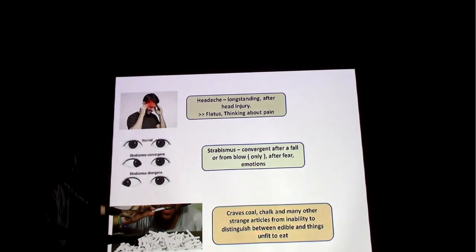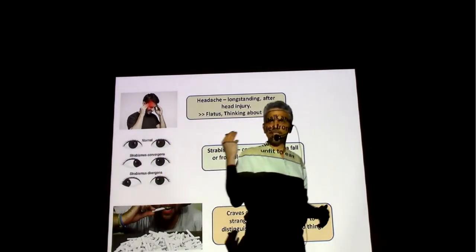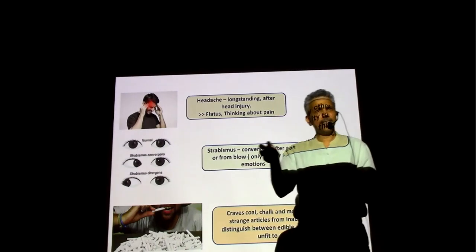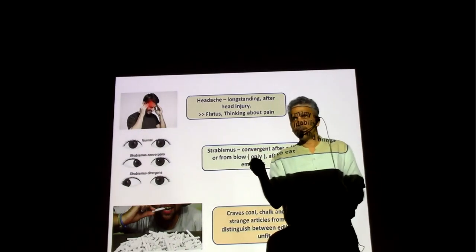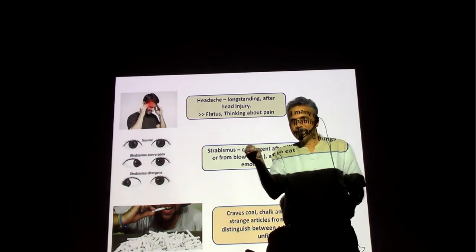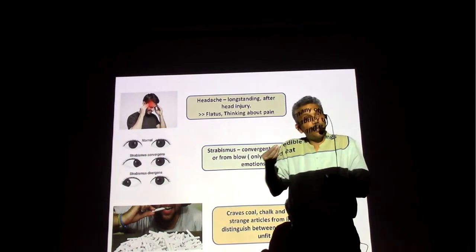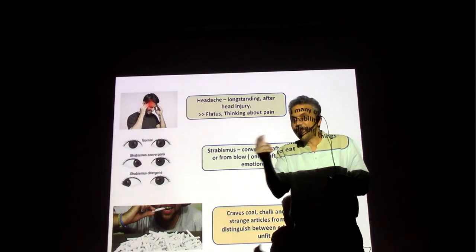From inability to distinguish between edible things and unfit to eat. See, not that, I hope you are getting this, it's very simple English. Not that they love chalk or charcoal, but there is no intellect to understand that charcoal or chalk is something that I should not eat. That clarity they will not have.